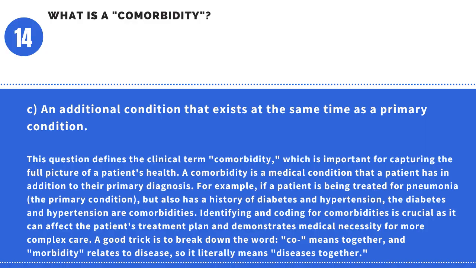Identifying and coding for comorbidities is crucial as it can affect the patient's treatment plan and demonstrates medical necessity for more complex care. A good trick is to break down the word. Co- means together, and morbidity relates to disease, so it literally means diseases together.